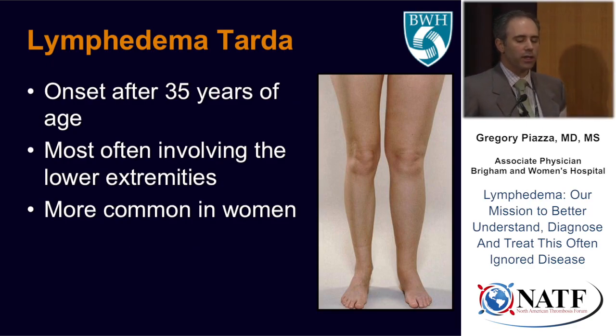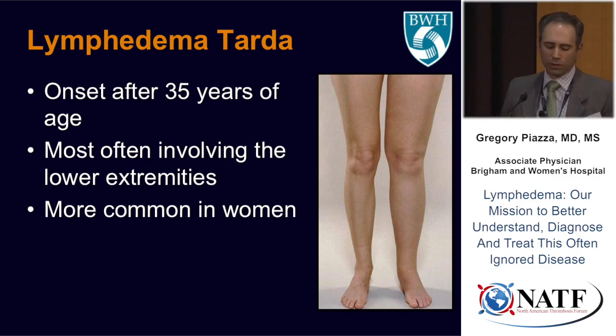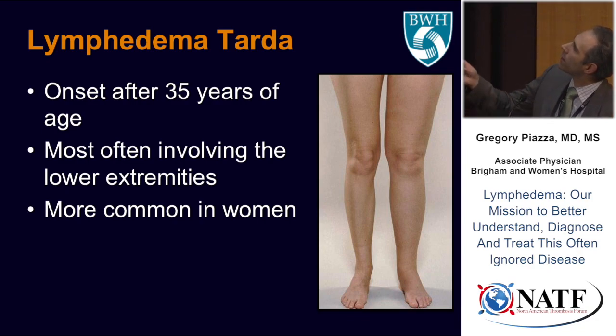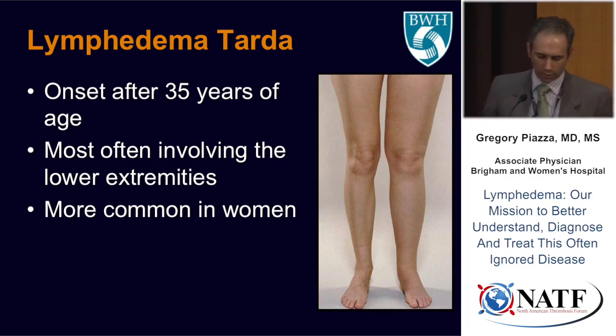Lymphedema tarda is onset of lymphedema after 35 years of age. It most commonly involves the lower extremities, and again, more common in women. And we can see here that the left leg is involved in this patient. It doesn't have to be bilateral, it can be unilateral, and this is a very nice example of that.